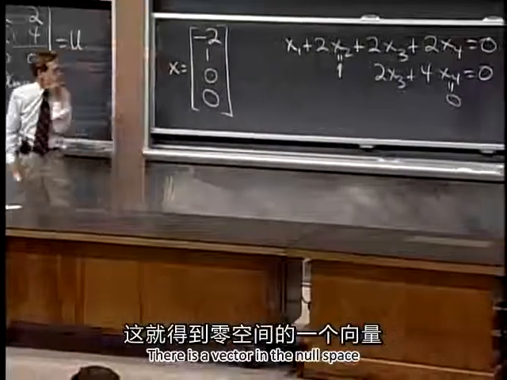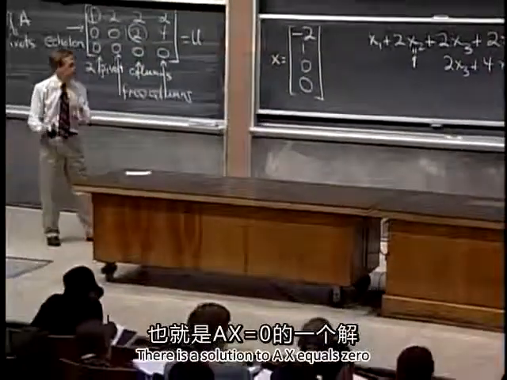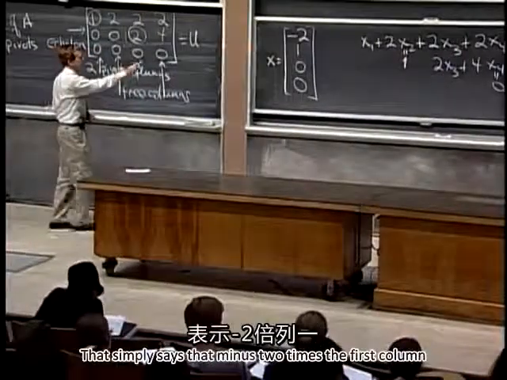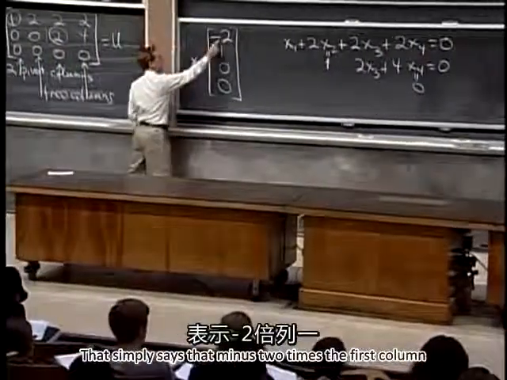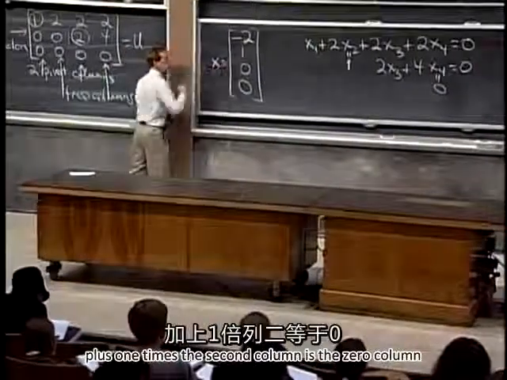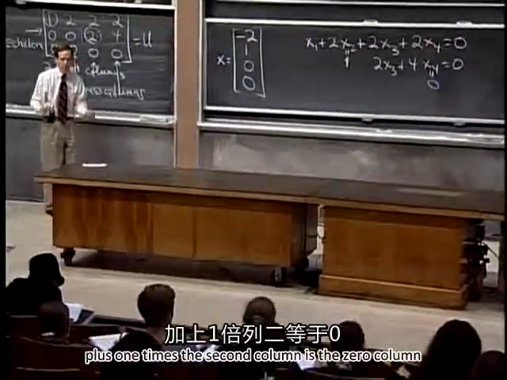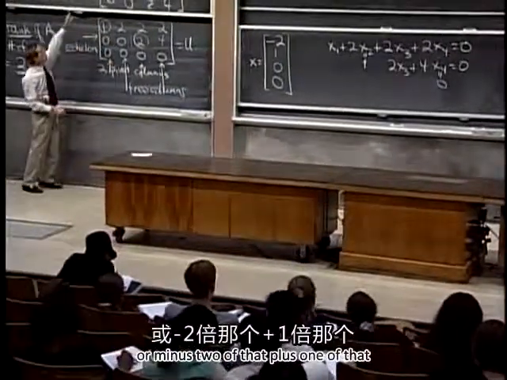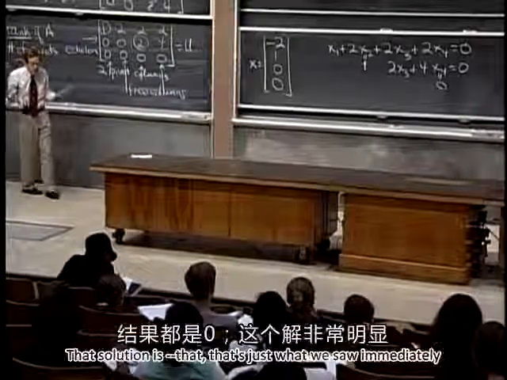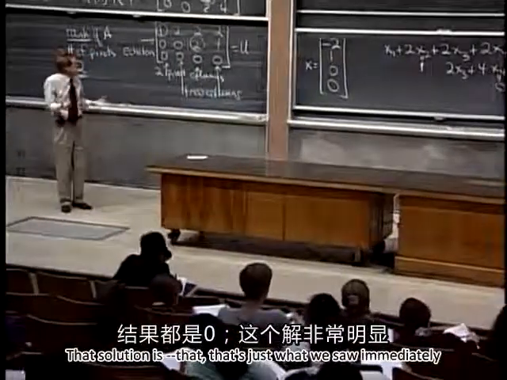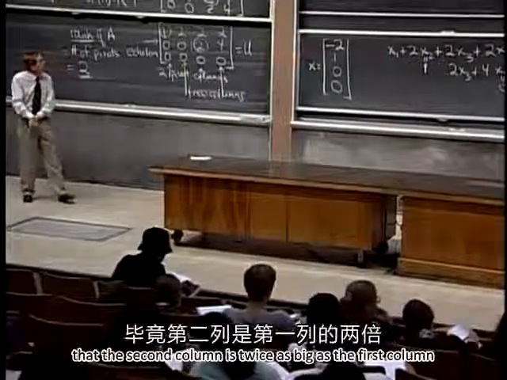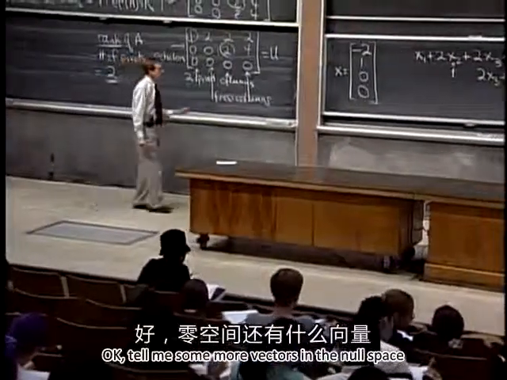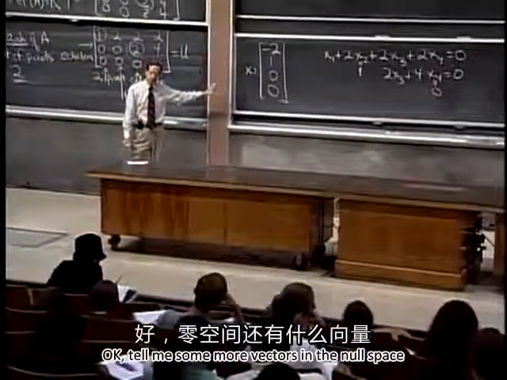There's a vector in the null space. There's a solution to Ax equals 0. In fact, what solution is that? That simply says that minus 2 times the first column plus 1 times the second column is the 0 column. Of course, that's right. That's just what we saw immediately, that the second column is twice as big as the first column. Okay, tell me some more vectors in the null space.